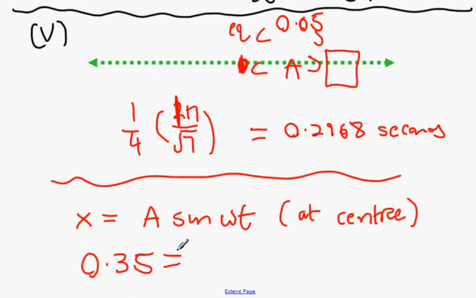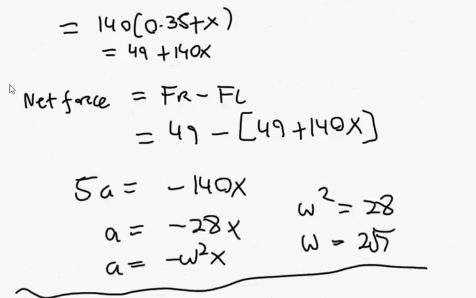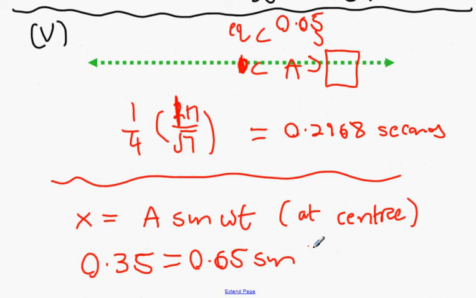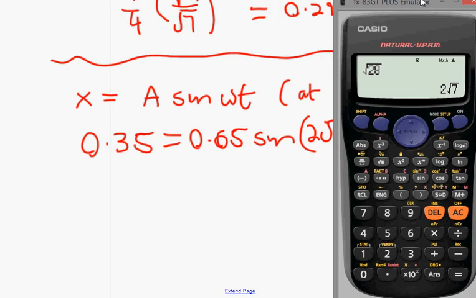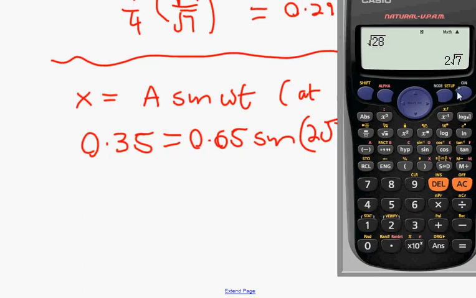A is equal to 0.65, which is the amplitude. Sine of omega t. Omega is what did we say it was? 2 root 7. Thank you. 2 root 7 times t. Now we have to figure out what the time taken is. We'll just do it all on the calculator here. Make sure it's in radian mode for a start. So you see your radian mode there.